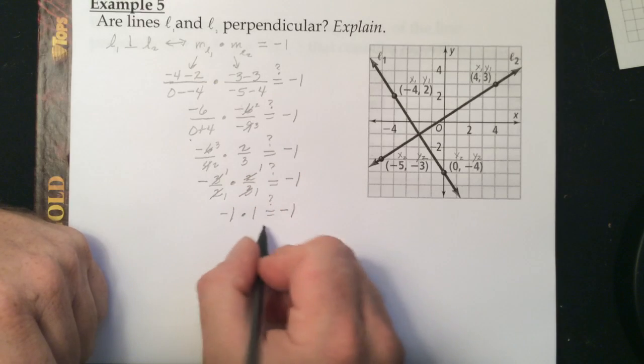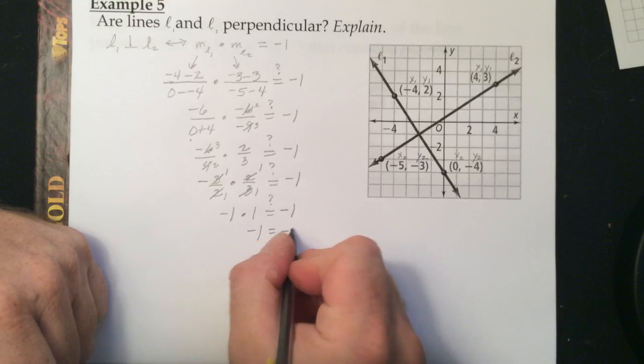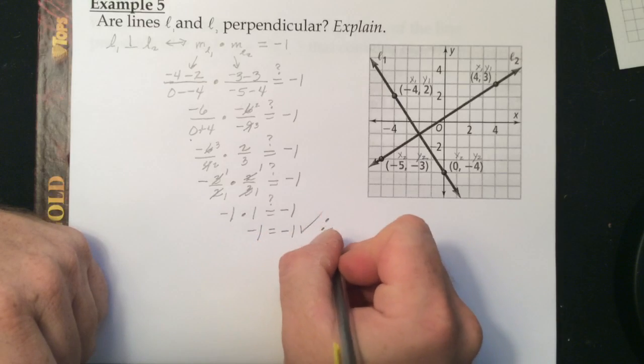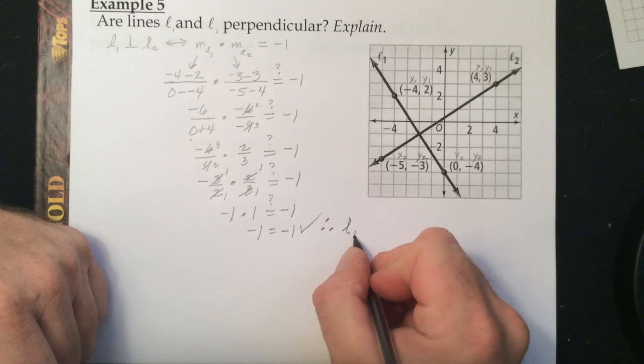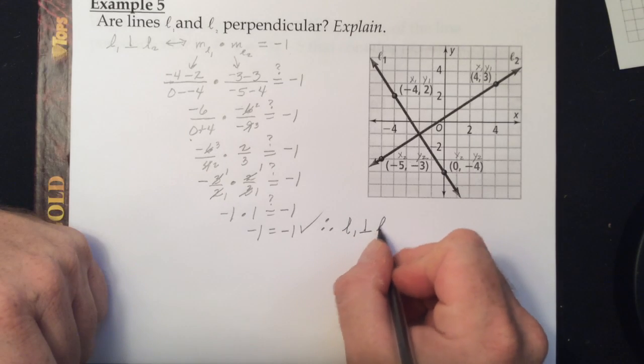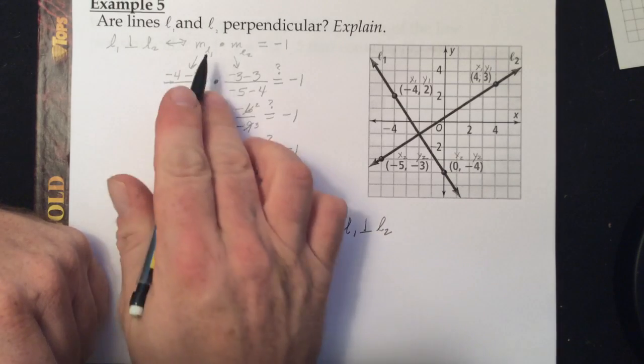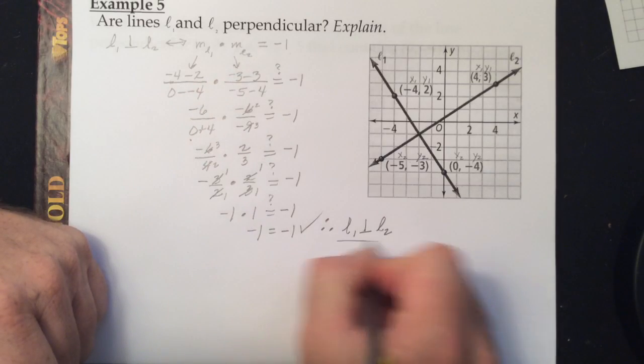And what's -1 times 1? -1. Therefore, line 1 is perpendicular to line 2 because the slopes' product was -1.